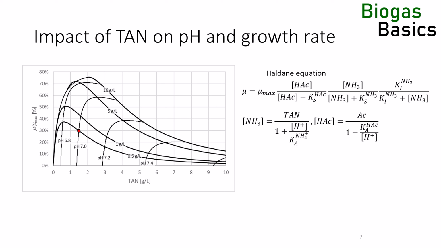At a total ammonia concentration of 1.5 gram per liter, the pH will be 7.0 and the acetic acid concentration is 0.5 gram per liter. When the TAN increases to 2.6 gram per liter, the total acetic acid concentration will increase to 1 gram per liter, and the pH is roughly 7.1. When the TAN increases to 5 grams per liter, the acetic acid must increase to 5 grams per liter to allow the acetoclastic methanogens to keep up the required growth rate. And at 6 grams per liter TAN, the required total acetic acid concentration jumps to 10 grams per liter.